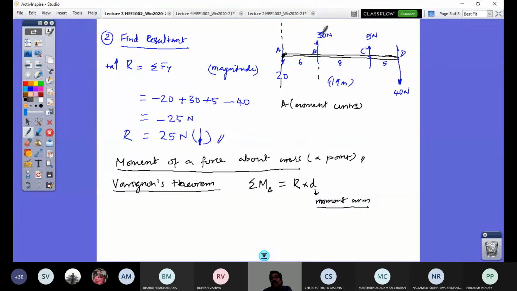And here for this 30 Newton force, what is the moment arm? 6 meters. For the 5 Newton force, what is the moment arm? 14 meters. For the 40 Newton force, what is the moment arm? 19 meters. So this is what you understand. The force magnitude times the moment arm is the magnitude of the turning moment. That is the representation in a scalar way, right?